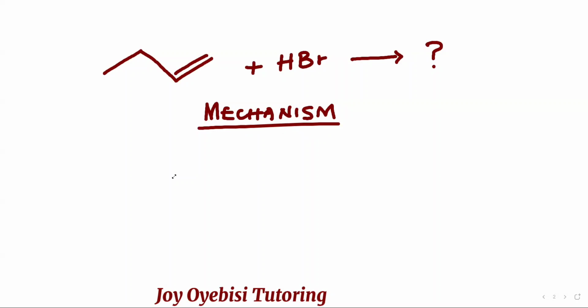Hello, in this video, I'm going to be showing you how to write the mechanism of this reaction. So the reaction you see on the screen is known as an addition reaction. Another name for this reaction would be hydrohalogenation. And because we're dealing with bromine, it's going to be hydrobromination.